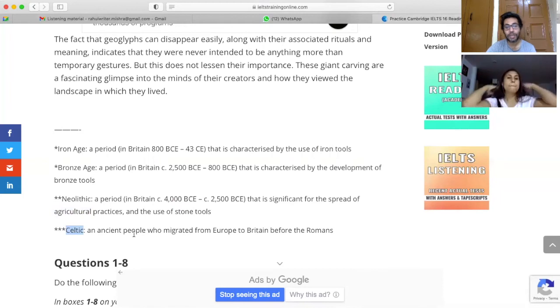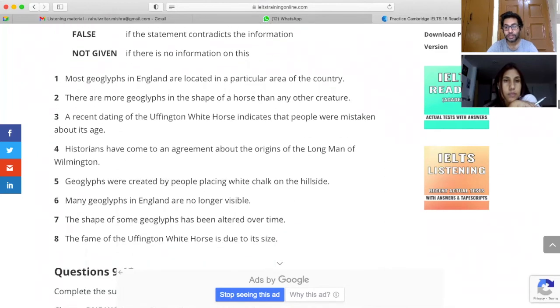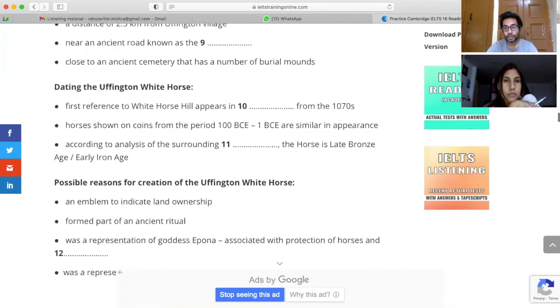And the Celts are some ancient people who migrated from different parts of Europe to Britain. If you see the map, we say that Britain is part of Europe, right? But when you go to Britain, they have an idea that we are different from Europe. So that idea has been said here, that they migrated from Europe to Britain before the Romans. Before the Romans conquered Britain, these Celtic people came there. You understood this one? Understood.